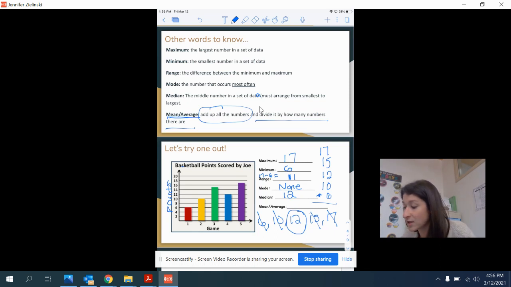So when we add these all up, we happen to get 60, which is a nice number, and we have 5 numbers, so what I would need to do is figure out what 60 divided by 5 would be. And since we're all excellent divisors now, we should be able to figure out what this is, and we get an average of 12. So these are great words and terminology to know, and great numbers to analyze and interpret our data in a graph.